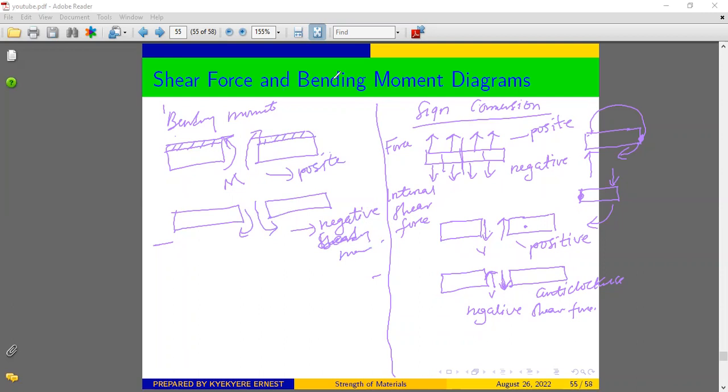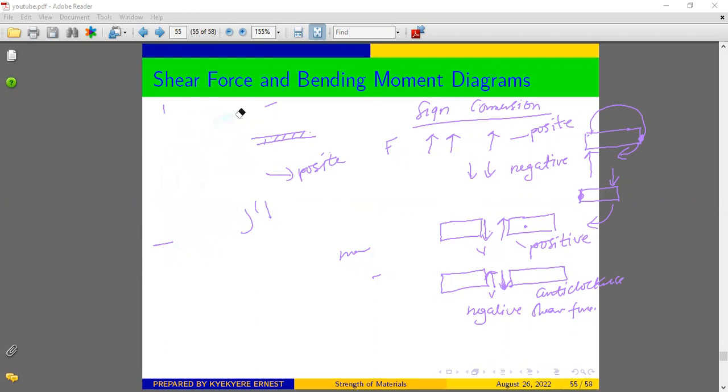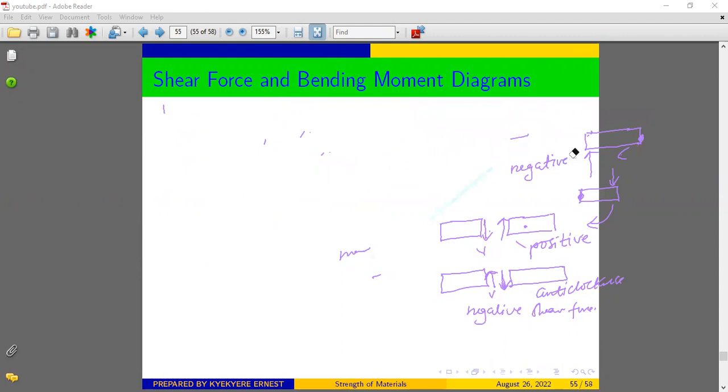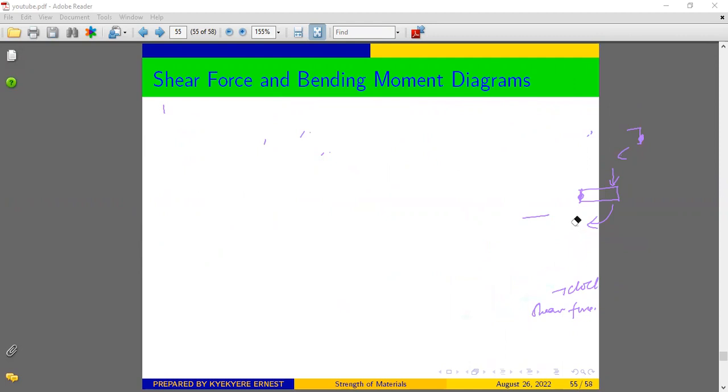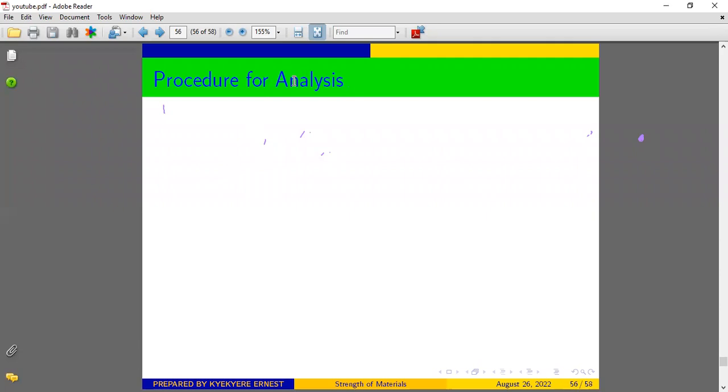So quickly, let us look at how to draw shear force and bending moment diagrams. Then we solve an example on that, and we bring our lecture for today to an end. So let's see how to draw a shear force diagram. The procedure: the first thing you need to do is, number one, draw a free body diagram of the entire structure or of the beam you have been given.